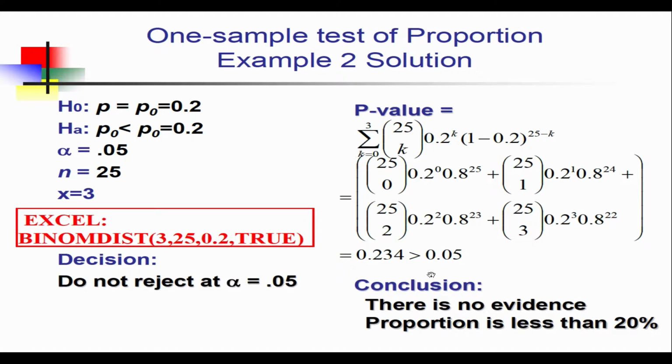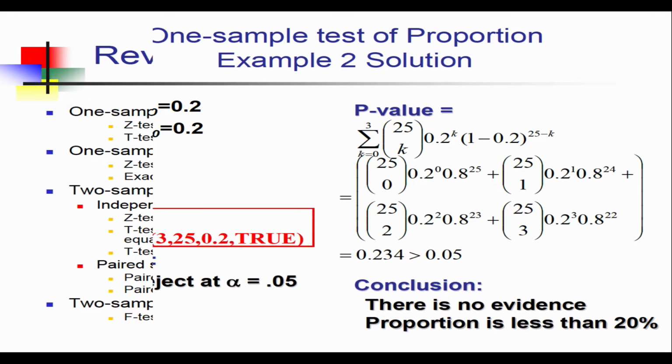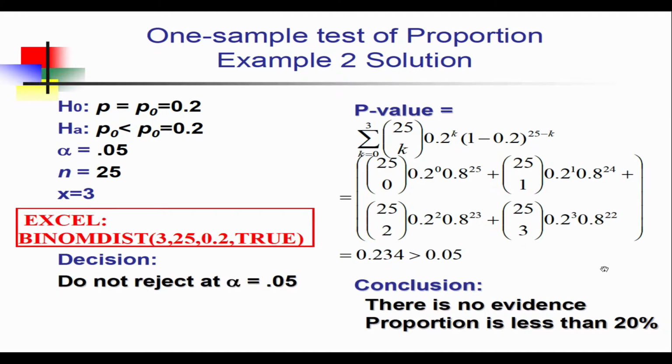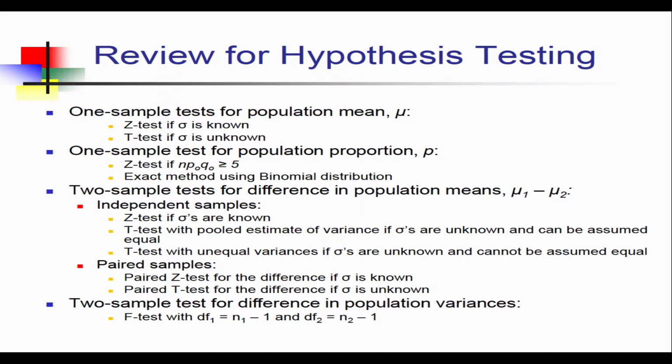This p-value is bigger than our significance level 5%. That means in this test, the null hypothesis is not significantly rejected. So the conclusion is that there's no evidence that the proportion is less than 20%. Is that okay? This is the test for proportion in one sample.